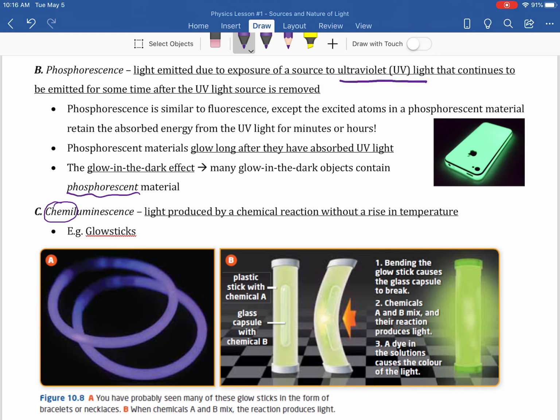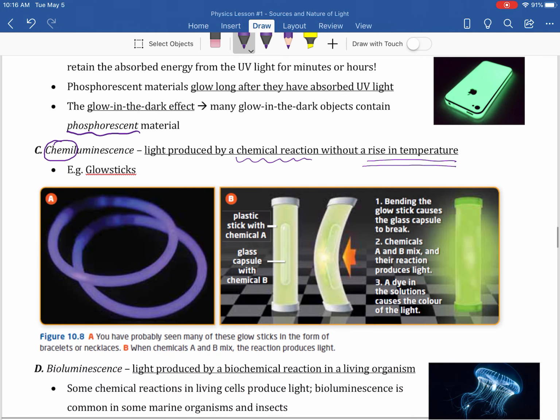Chemiluminescence. We see the word chemi, and that means we're talking about chemical reactions. So once again, no rise in temperature, heat is not involved. A good example is a glow stick. How do you get a glow stick to work? Well, you crack it, right?